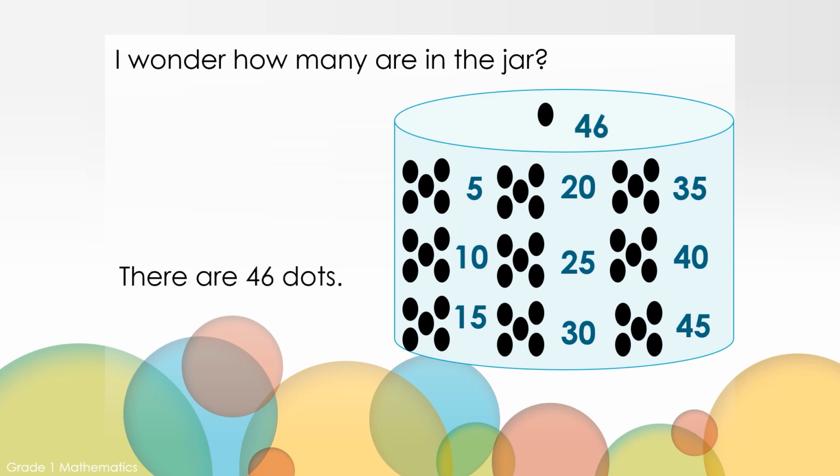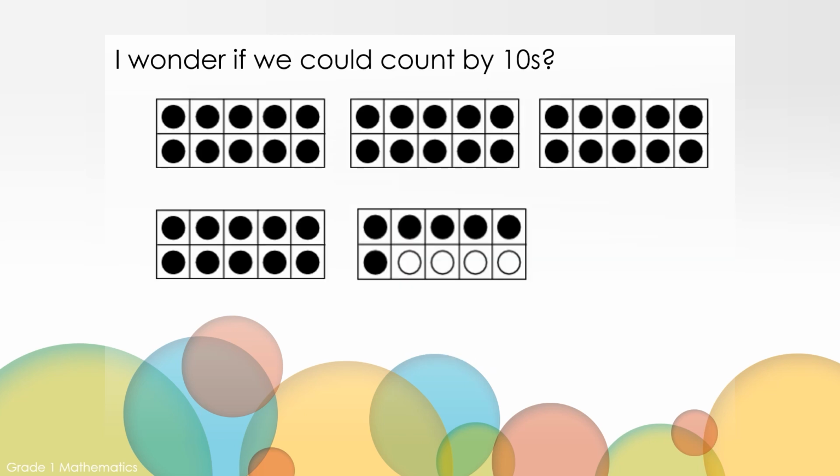I wonder if we could try counting these by 10s. I put those dots inside the 10 frame to make it easier for us. 10, 20, 30, 40. This last 10 frame isn't full, but the top row is. So we could count by 5s, 45, and then one more in the bottom, 46. There are 46 dots.